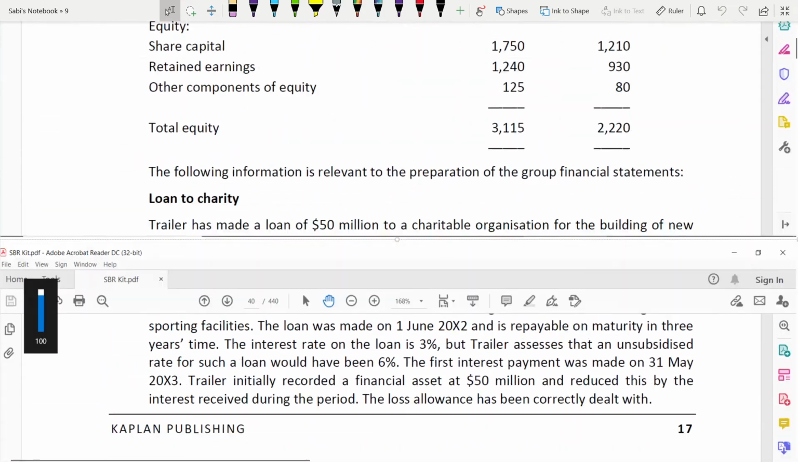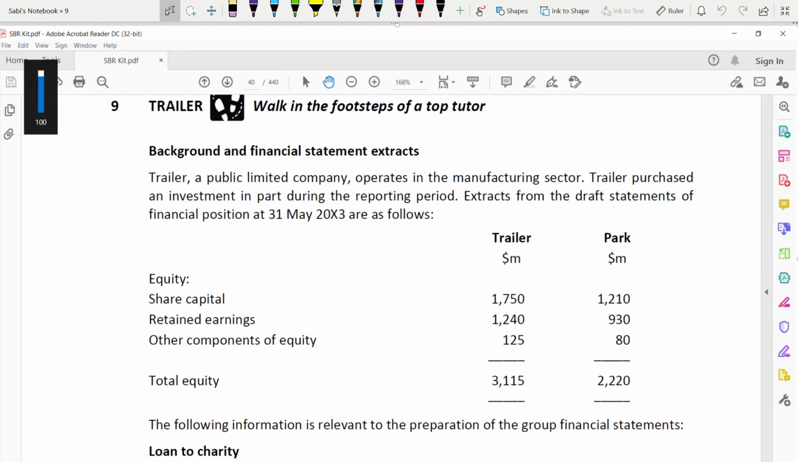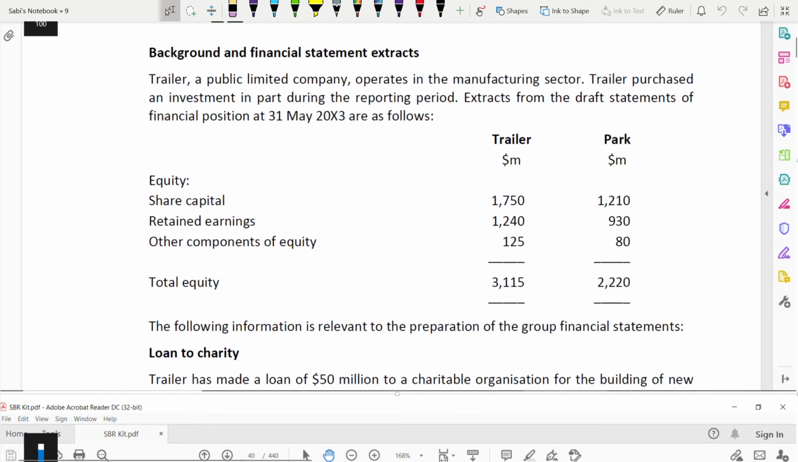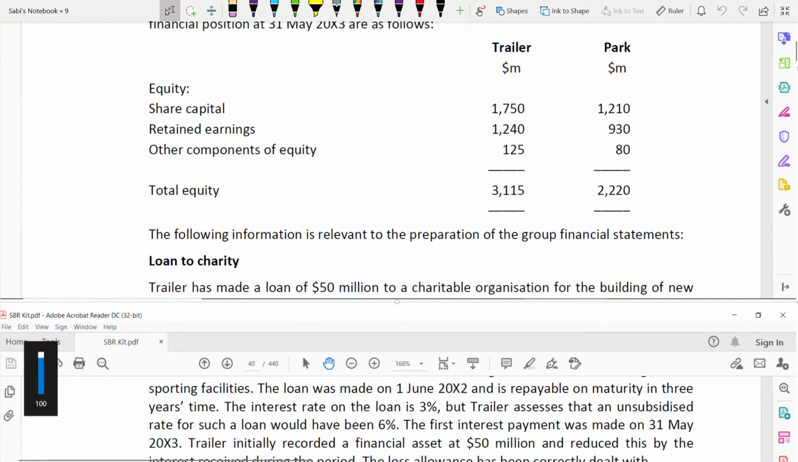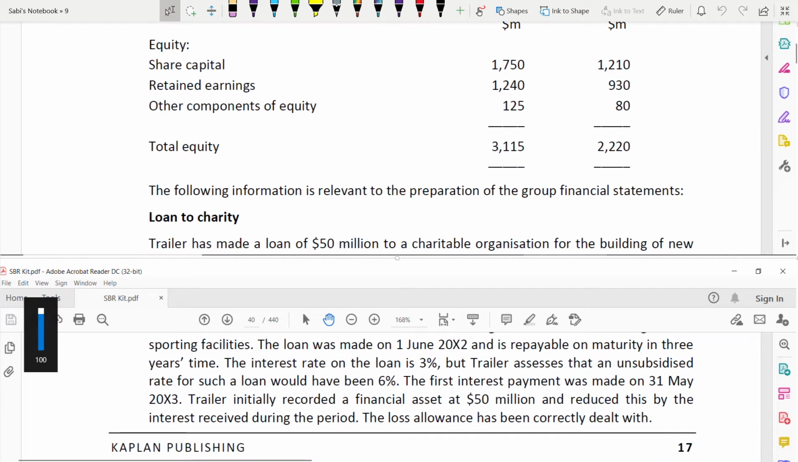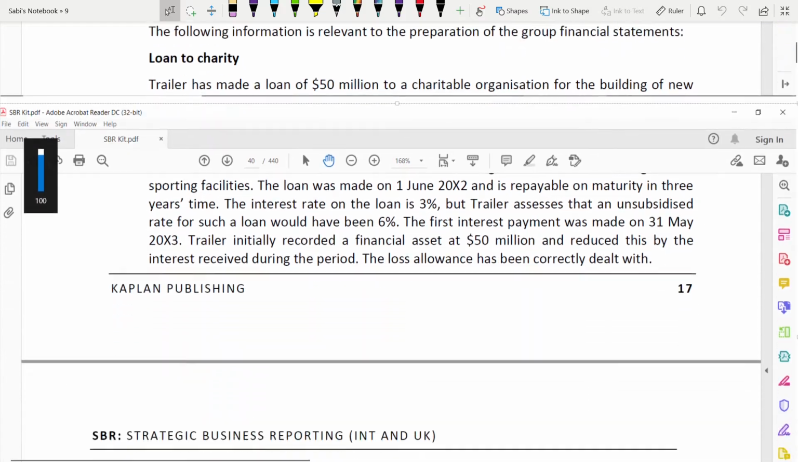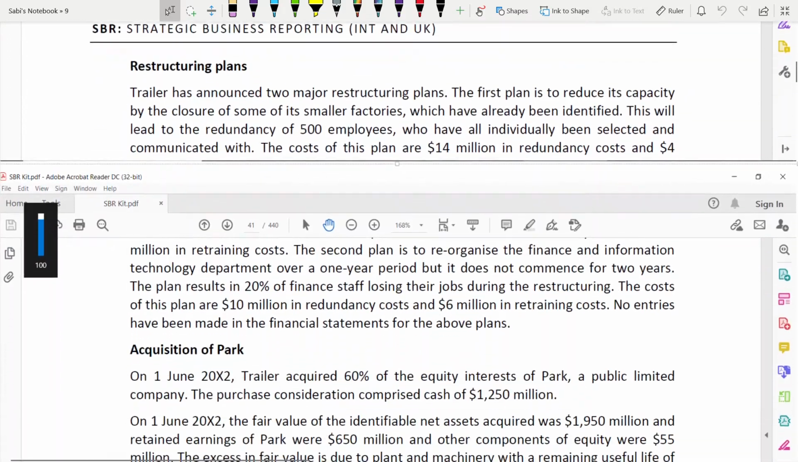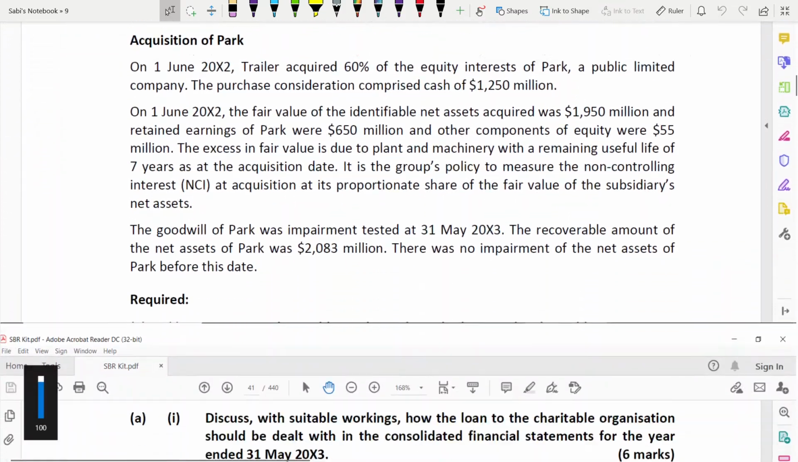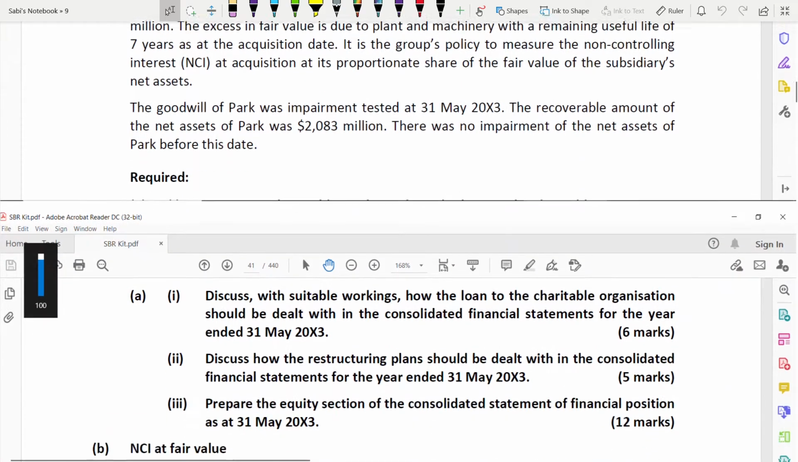So, as you can see, we have been given the financial extracts of the two companies. And as you can see from the subheading, even though I'm not reading the whole case study, you know what it contains. One is loan to charity. Then we have restructuring plans. We have acquisition of park. And before I read the case study, let us go to the required.